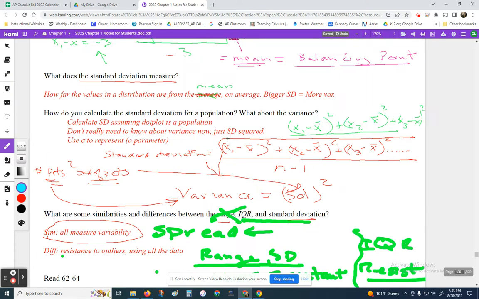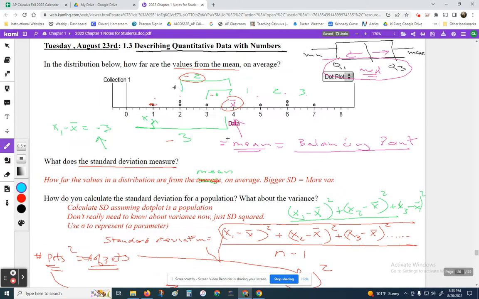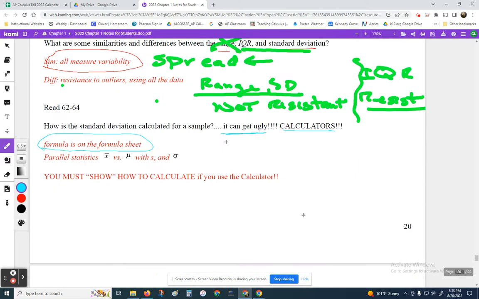So let's go back up here. This is what I mean by super ugly. If we're subtracting every single data point from the mean, what if there's 50 different data points? That means you're doing this 50 different times by hand. That really, really would be horrid. Okay. So this is what we're going to deal with. So let's talk about a few things here. It's on the formula sheet. I'll get to that in a minute.